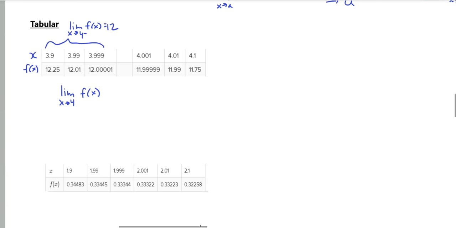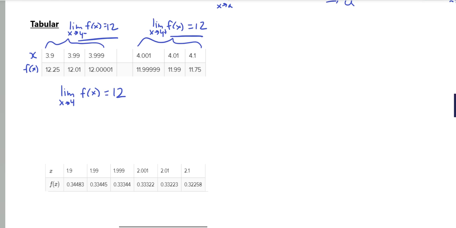Now let's take a look at the right-hand side. As we're approaching 4 from the right, so 4.1, 4.01, 4.001, which is all this data right here, we can see that we're getting 11.75, 11.99, 11.99999. So again, this is also approaching 12. As you can see here, both the left and right-hand limits do match up. So our limit as x approaches 4 of f of x is going to end up being 12 also.